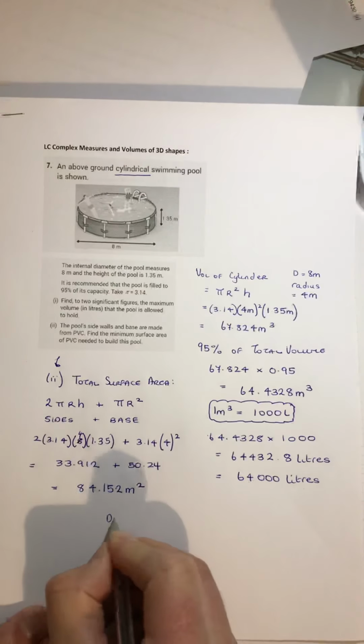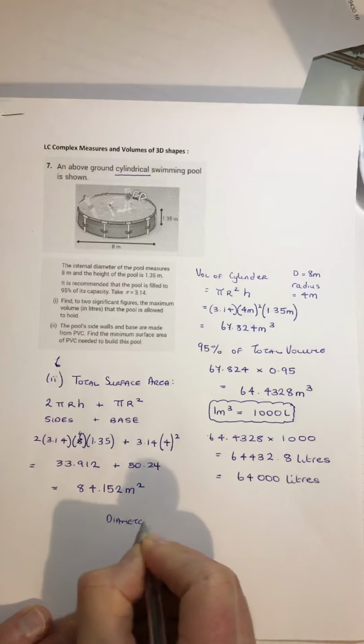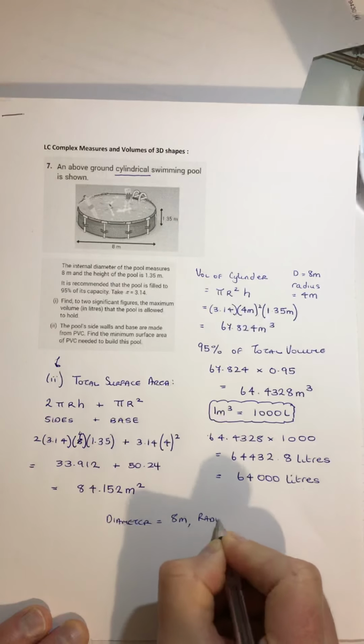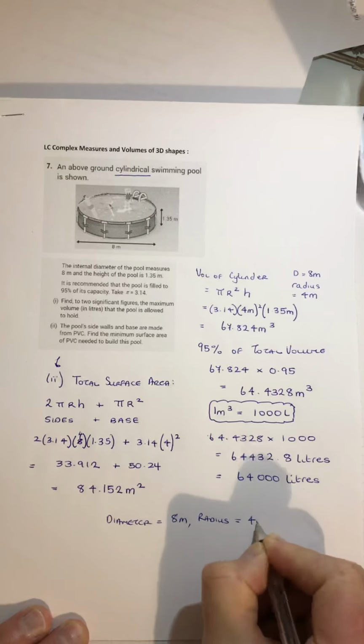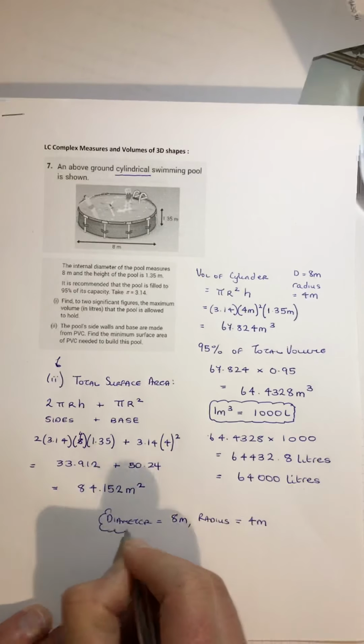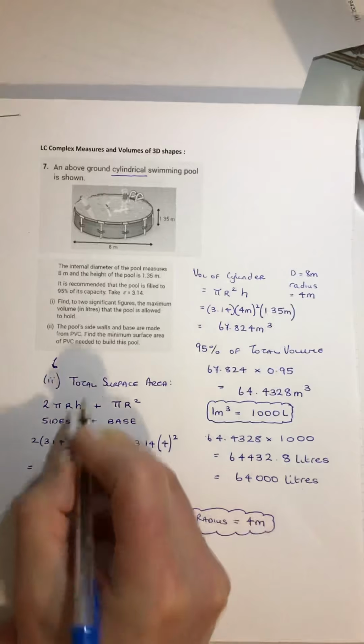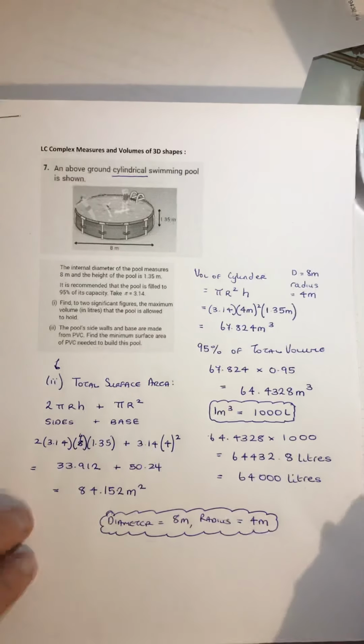Okay, so just be careful. The diameter is 8 meters and the radius therefore is equal to 4 meters. So just be careful with that when you're substituting in for the radius. Okay, so that's question 7.